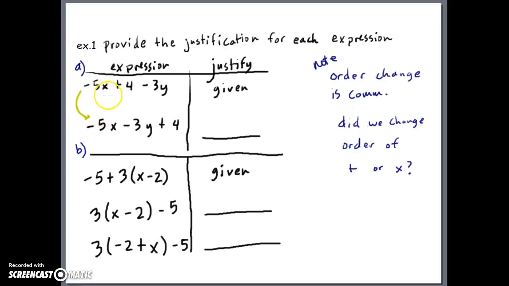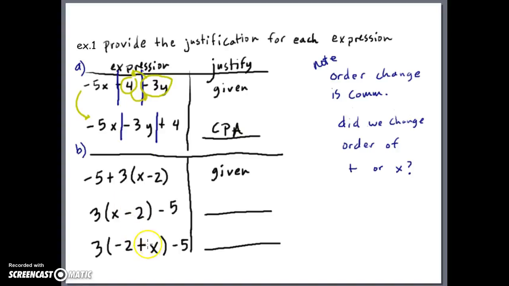So negative 5x plus 4 minus 3. We've got three terms here, separated by these signs, right? And here we also have three terms. And I want you to pay attention to the order of the terms. We've got a negative 5x, that did not change. And then all of a sudden we have a 4 and a negative 3y. So it looks like this negative 3 and this 4, they got commuted. They commuted the positive 4 and the negative 3. And because they commuted the terms, we can say, okay, this is the commutative property of addition.